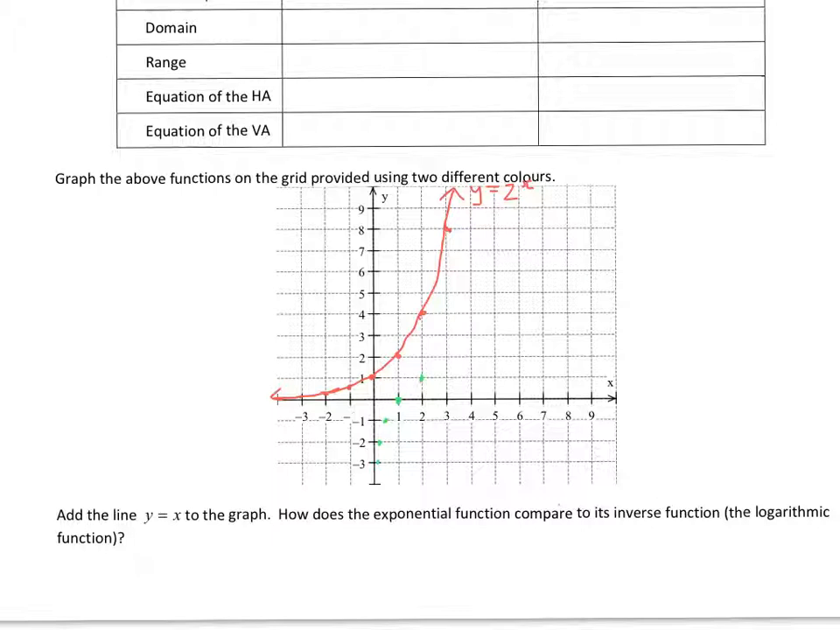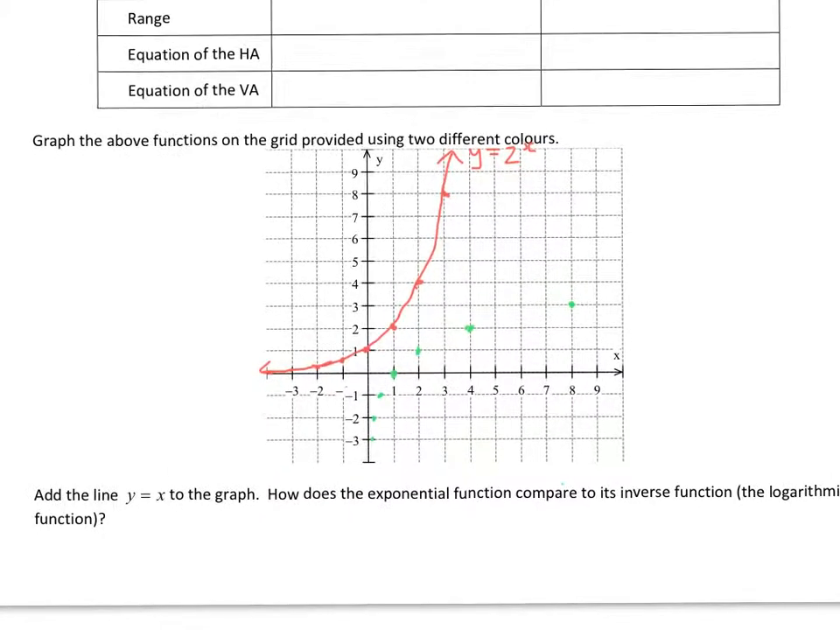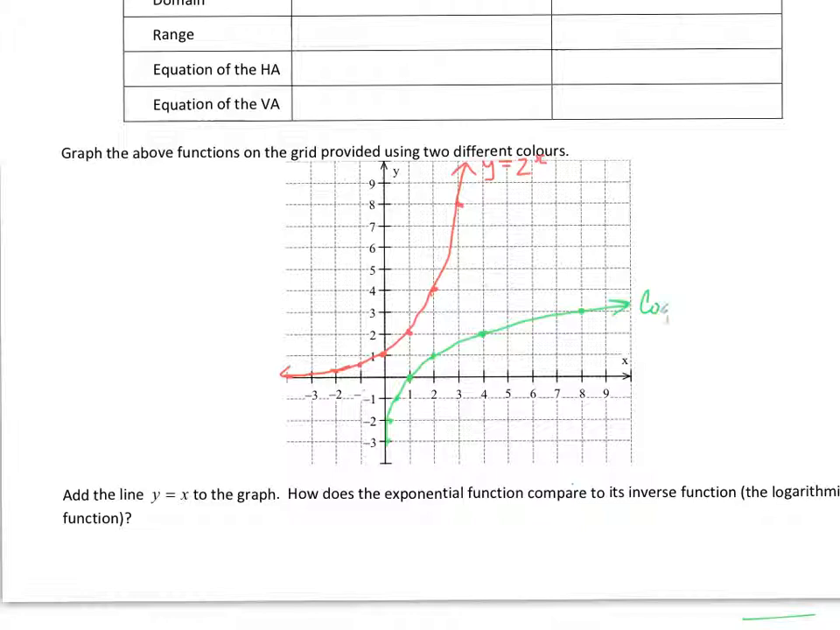A (2, 4) becomes (4, 2). A (3, 8) becomes (8, 3). So we get this beautiful logarithmic function that looks like that. So this is the log with a base of 2 of x. That's what this function is. I forgot my y equals here.